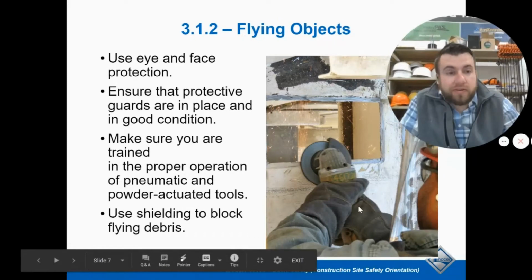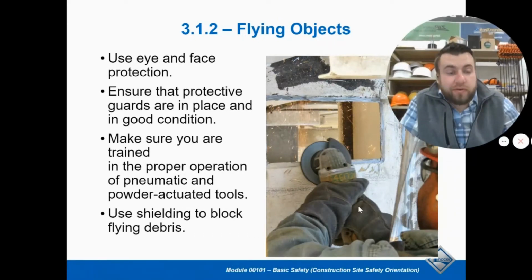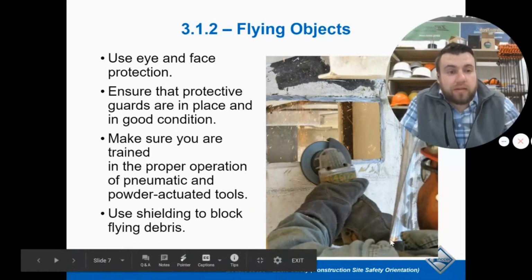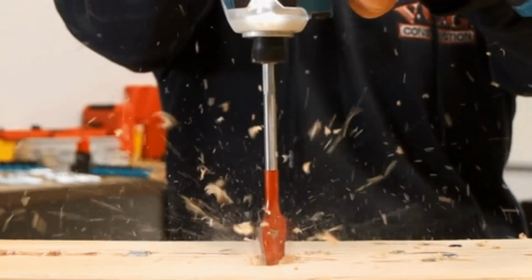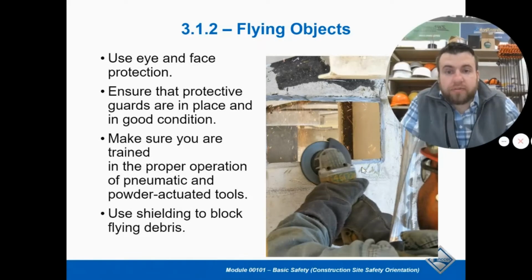Flying objects, so you can get struck by something flying. This would be a nail that you shot through your material and you missed the stud and it went right through the sheeting and goes flying across the space. This could be wood chips from using a saw, as you see in this picture, or a grinder, the little shavings of metal flying off, and you see he has safety glasses and a face shield on to protect him from flying objects. So a flying object is something that shoots out.